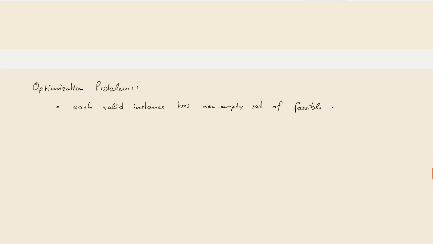So that's candidates for the optimal solutions, and we usually wrote m of x for that if x was the instance or the encoding of the instance. Then there was some objective function that we usually called cost. And this assigns to each of the feasible solutions a value.